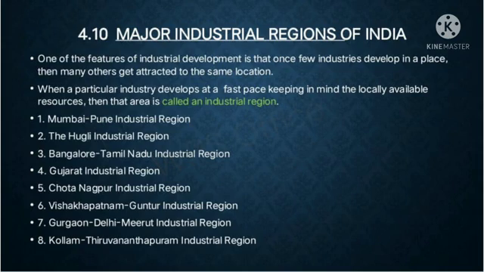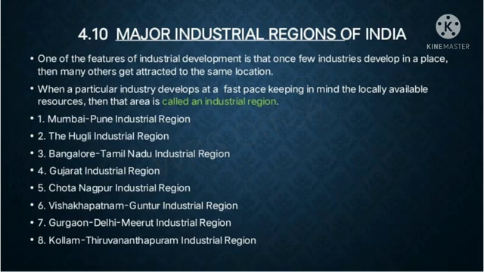Now, let's know the major industrial regions of India. One of the features of industrial development is that once a few industries develop in a place, then many others get attracted to the same location. When a particular industry develops at a fast pace, keeping in mind the locally available resources, then that area is called an industrial region. We have various major industrial regions in India and they are as follows.